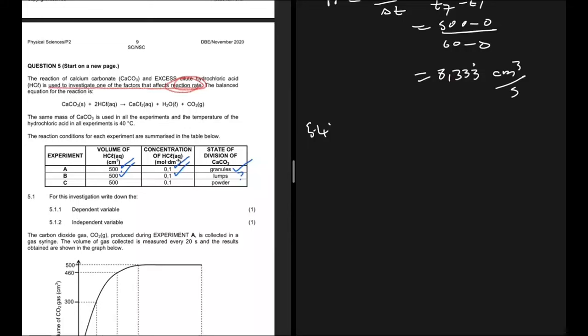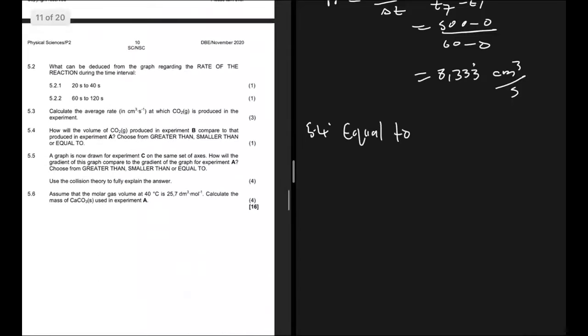So for one reaction, to be more precise, experiment A will complete quicker than experiment B, but at the end of the day, they're going to produce the same amount of CO2. So the answer is equal to, right? And then we can move on to 5.5.